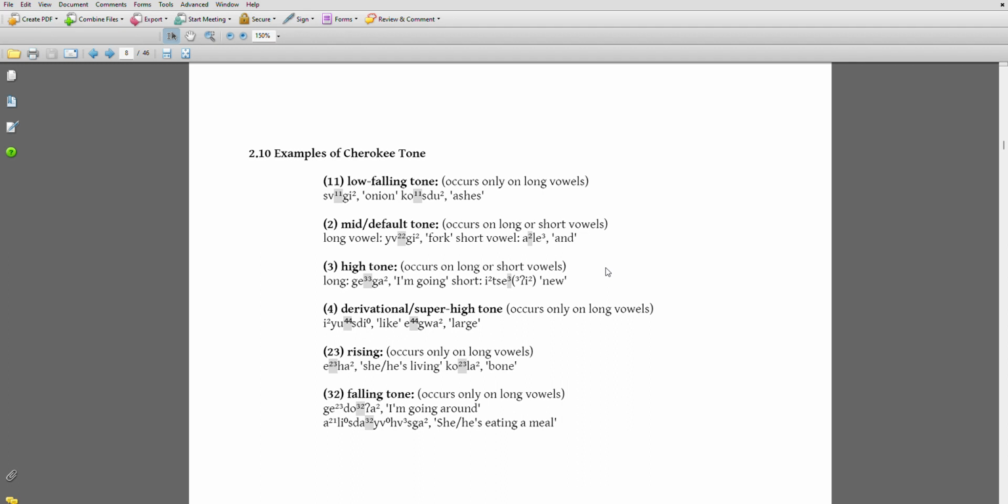2-3 rising. It is also important to remember all contour tones, rising or falling, can only be on long vowels. They cannot occur on short vowels. "Eh-huh," he or she is living. "Cola," bone. 3-2 falling, again, occurs only on long vowels.